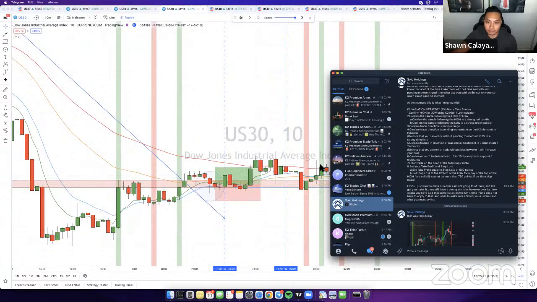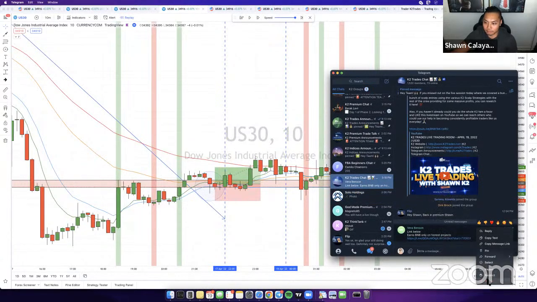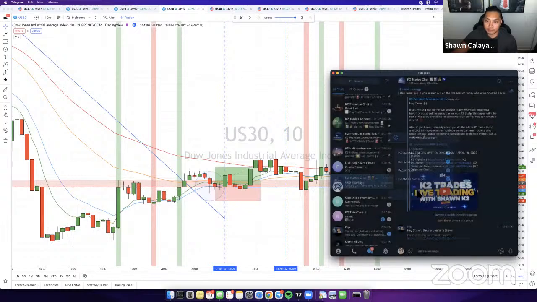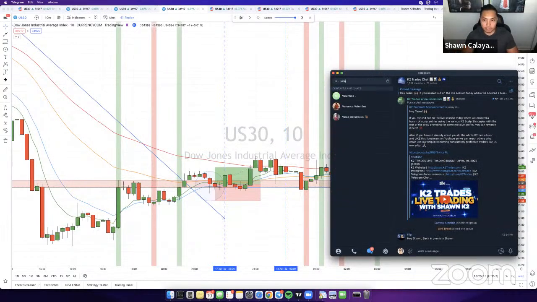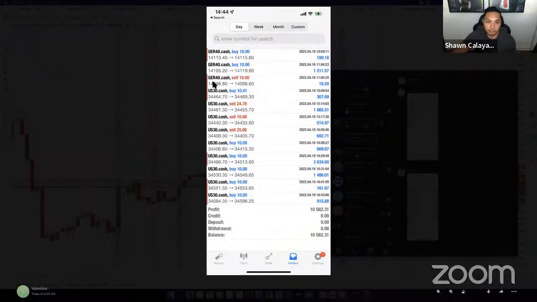If you see other people here who trade during Asia, so I could be hitting these scammers in the group. Valentine. So Valentine does trade during Asia, but he trades a DAX. So you can see right here, he trades a DAX.